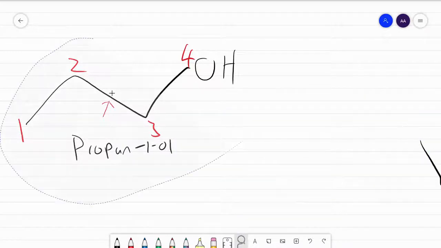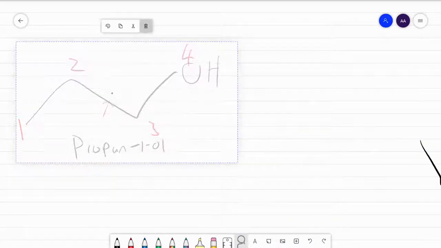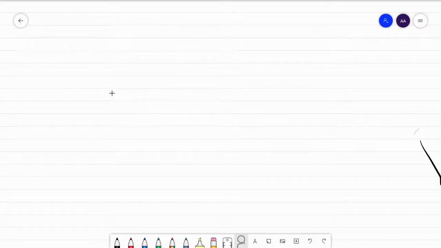So what I'm going to do now is I'm going to show you a bunch of different functional groups, different structures. I would like you to just work out the skeletal formula for them.